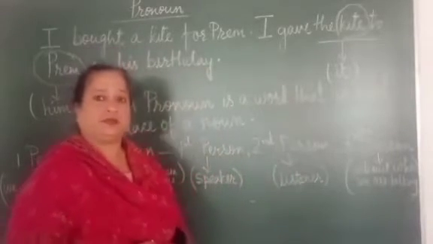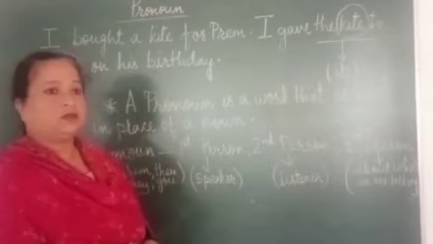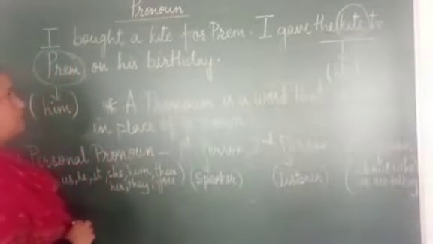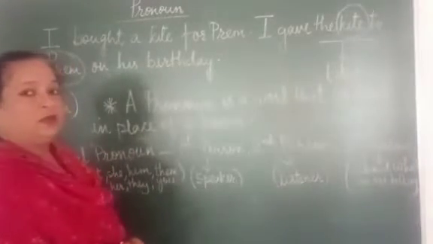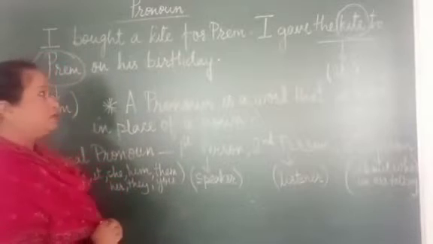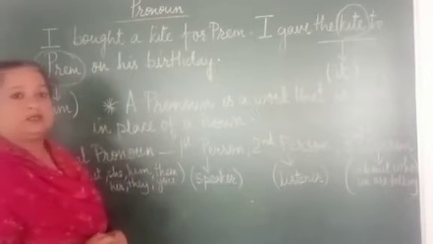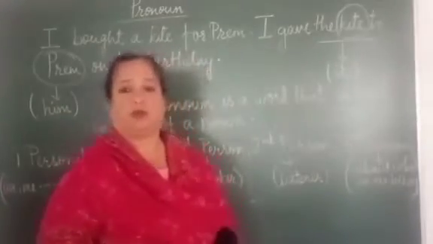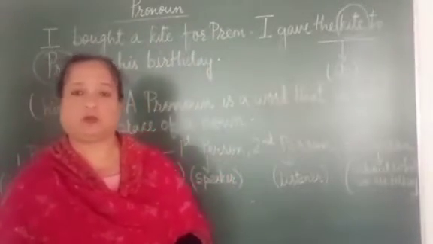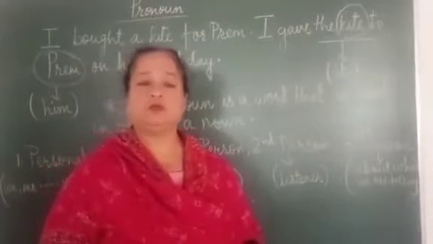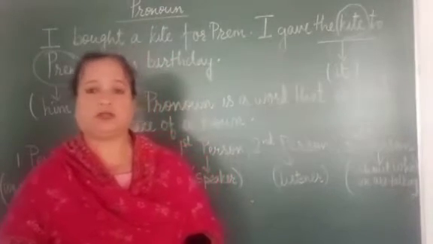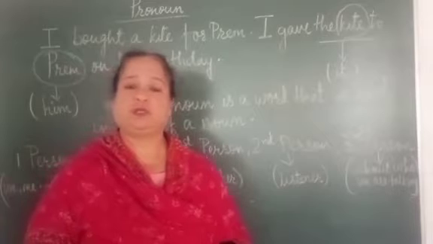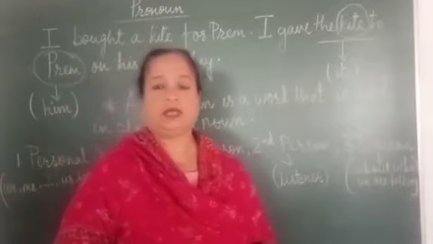Now, let's start by reading the example that I have written on the blackboard. I bought a kite for Prem. I gave the kite to Prem on his birthday. Now the first sentence you notice, I am talking about a kite, the kite that I am going to give to Prem. But if you have a look at the second sentence, I have repeated certain nouns in that sentence.